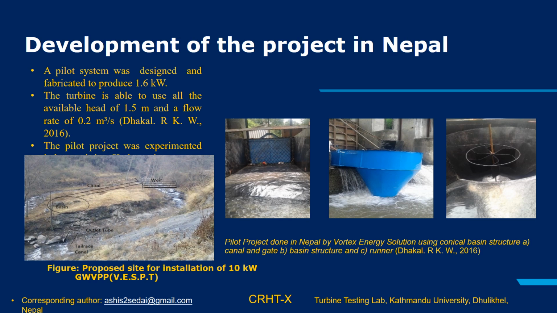If you see the past development of this project in Nepal, we can find that Vortex Energy Solution made a first attempt to generate a hydropower plant of 1.6 kilowatt in Bagmati River with a flow rate of 0.2 meter cube per second and height 1.5 meter. And this attempt was very successful. And further, the company is proposing a site in Solukhumbu district for the installation capacity of 10 kilowatt. So this is the development of the gravitational water vortex power plant in Nepal.